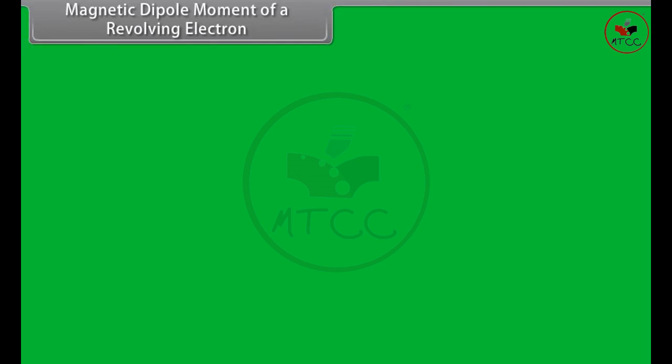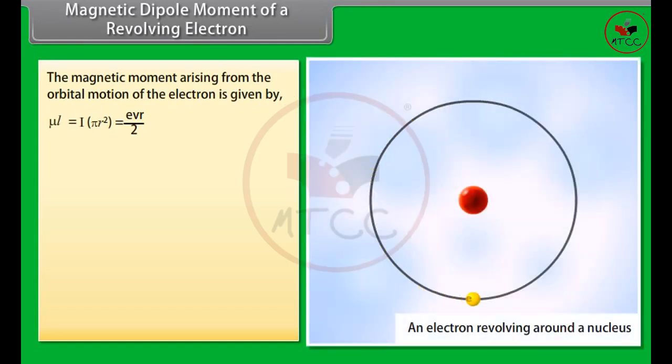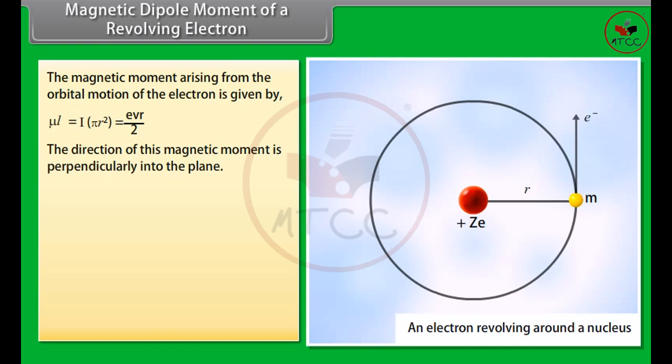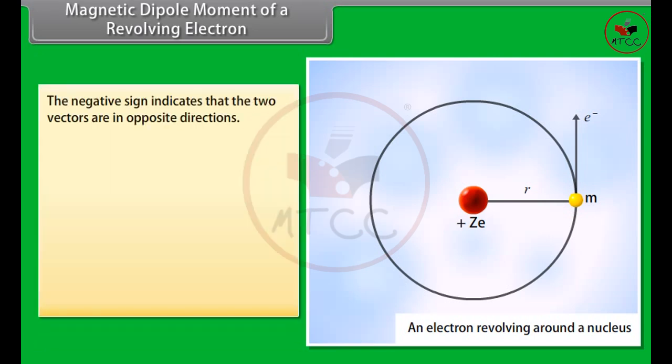Magnetic dipole moment of a revolving electron. The magnetic moment arising from the orbital motion of the electron is given by e v r by 2. The direction of this magnetic moment is perpendicularly into the plane. If m_e is the mass of the electron, the revolving electron also possesses an angular momentum with magnitude l is equal to m_e v r. From above two equations, we get the result mu L is equal to minus e upon 2 m_e multiplied by L. The negative sign indicates that the two vectors are in opposite directions.